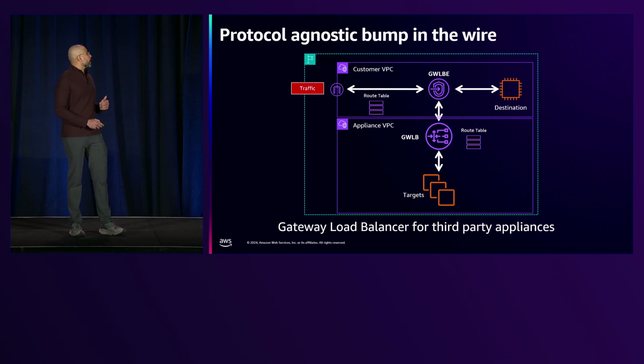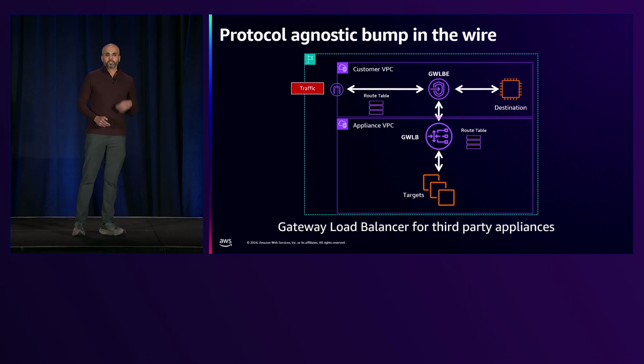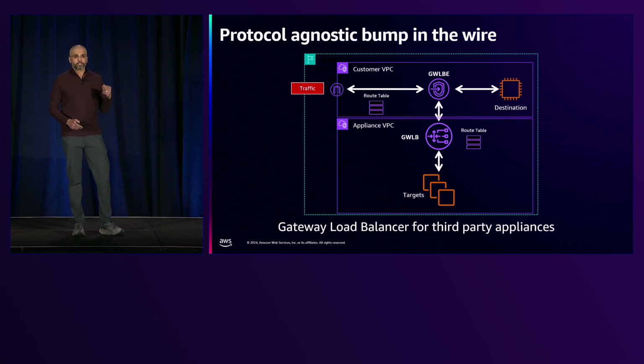The next service I'd like to talk about is the gateway load balancer, which is a unique service. And it's unique because it has properties of both the network layer as well as the transport layer. What Gateway Load Balancer is, is a protocol-agnostic bump-in-the-wire, which is both a layer 3 gateway and a layer 4 load balancer. So this protocol agnosticism makes it more of a network service than a transport service.